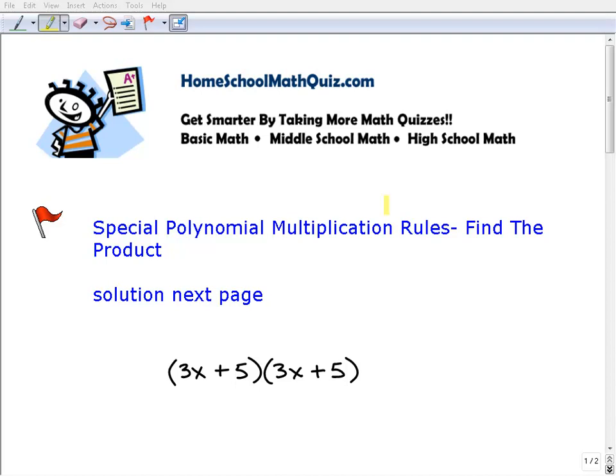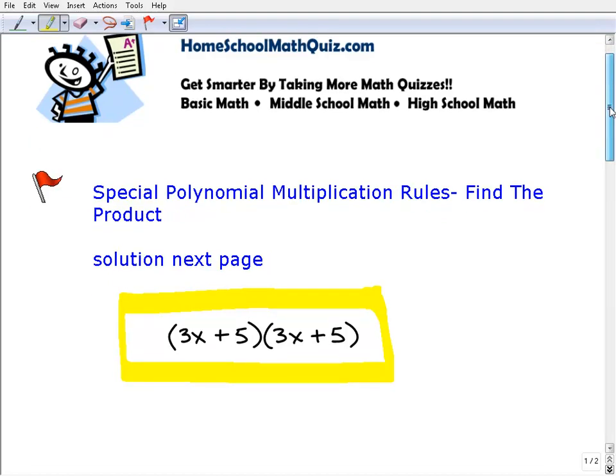Okay, let's go ahead and take a look at our quiz problem here. We're asked to find the product using special polynomial multiplication rules. If you haven't tried this problem, maybe you want to go ahead and try it now. Okay, let's take a look at the solution here.